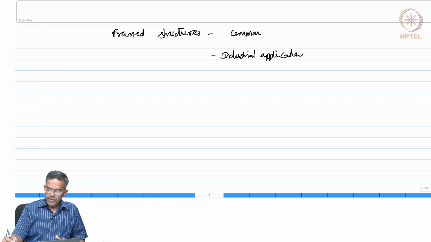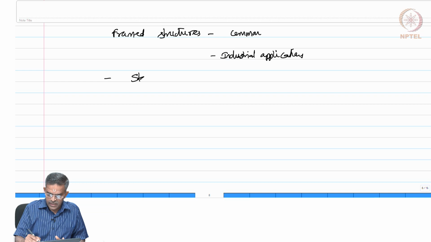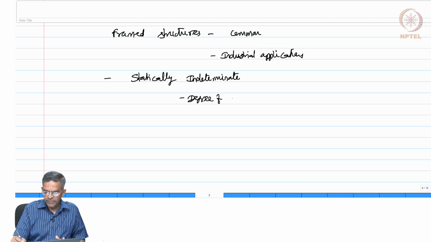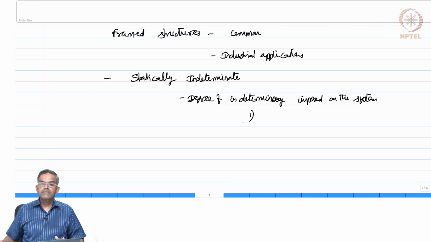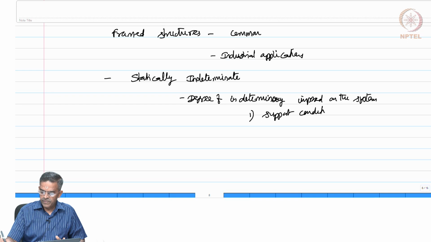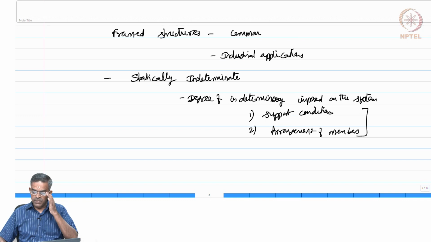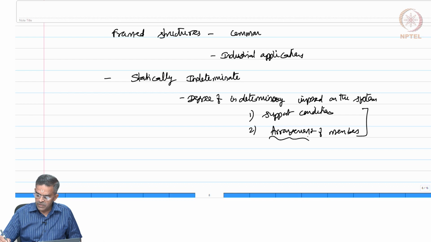The moment I say framed structures, they are usually statically indeterminate. So, the degree of indeterminacy is imposed on the structural system by two ways. One, from the supports or support conditions. Two, arrangement of members. Friends, the moment I say arrangement of members, there is always a concept of geometric form playing a role here.